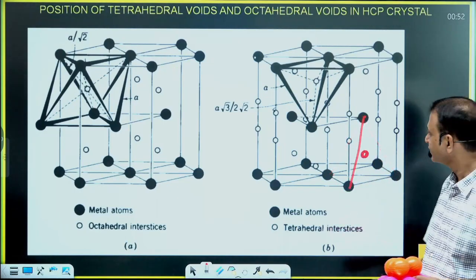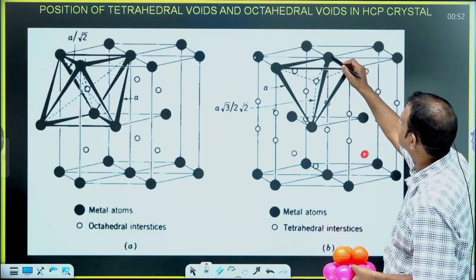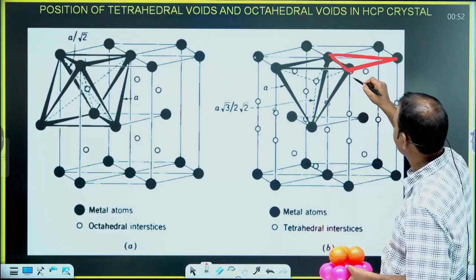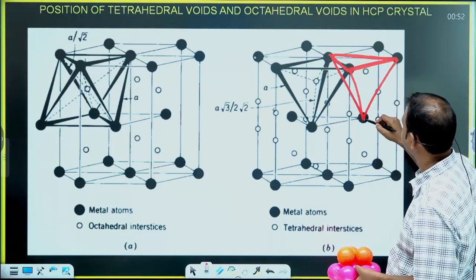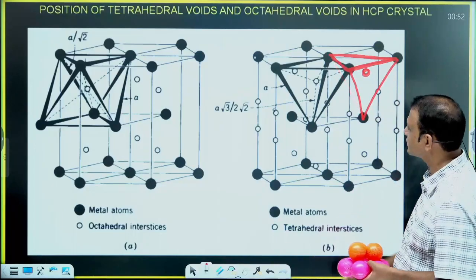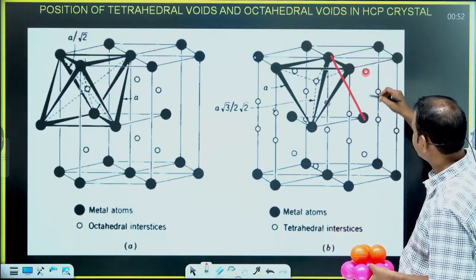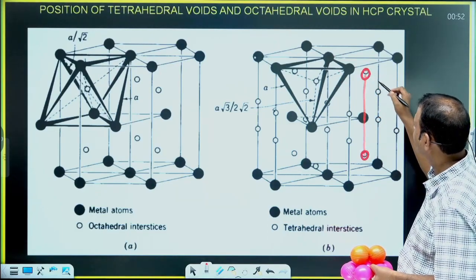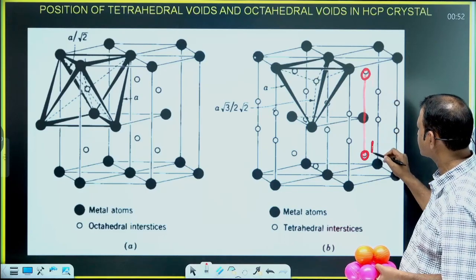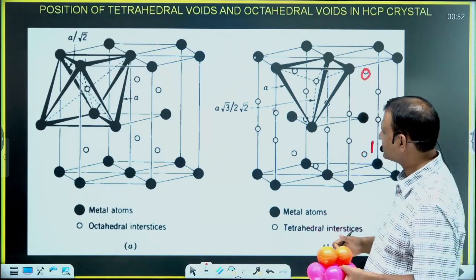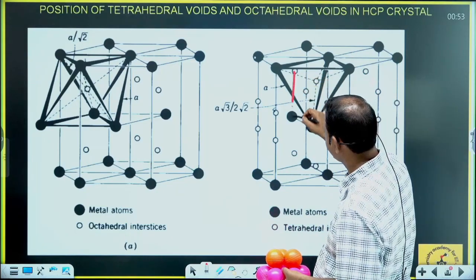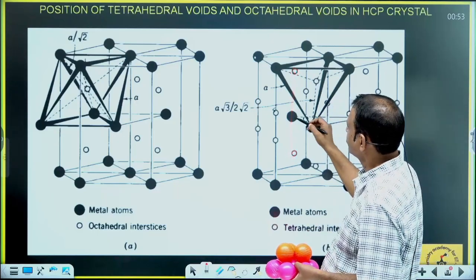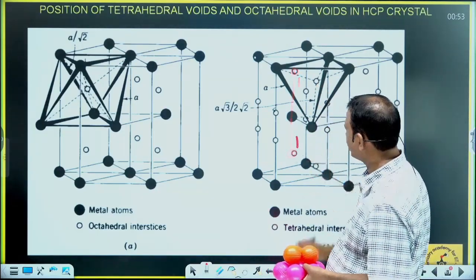The center of this regular tetrahedron is a tetrahedral void, right? Same way I can take these three atoms to make an equilateral triangle, and if I combine these atoms with this one, there is a formation of a regular tetrahedron and the center of this regular tetrahedron is a tetrahedral void. So I can say that above this atom and below this atom there is a position of tetrahedral void, and since it is inside, their contribution is going to be 1. Same way, here it is shown in the diagram, this is a tetrahedral void and this is a tetrahedral void, same way, right? So their contribution is going to be 1.